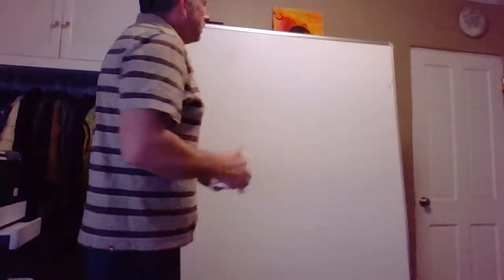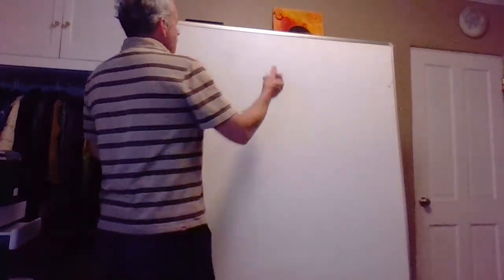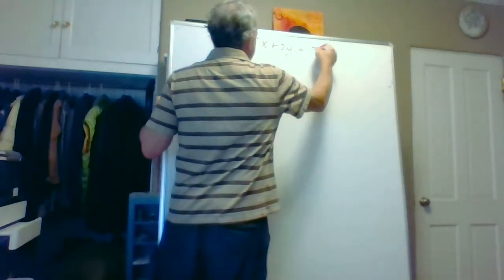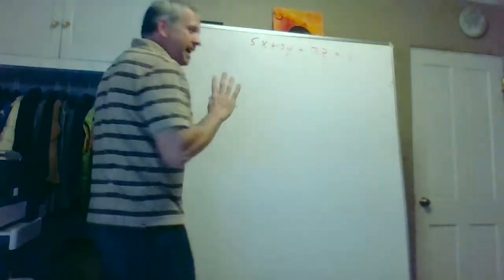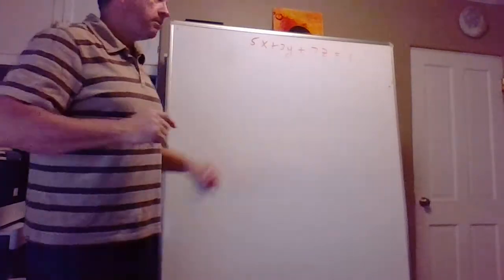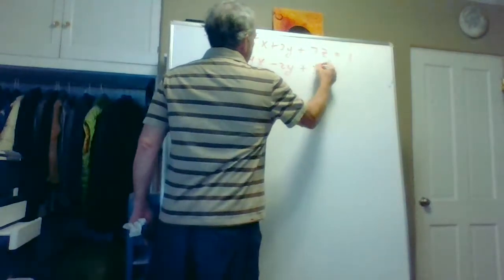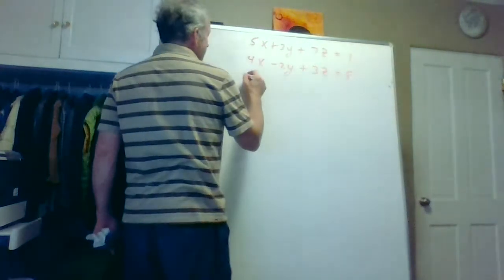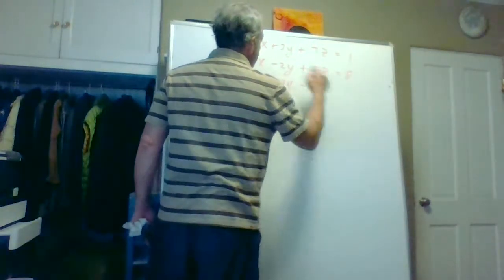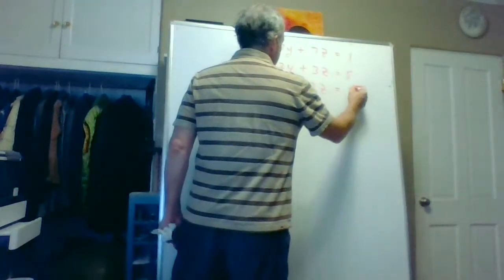Now, let's say we have a system of three equations with three unknowns. So we have 5x plus 3y plus 7z equals 1. Now, I'm not going to actually solve this right now, but I'm going to show you another way we could solve it. Let's say 4x minus 2y plus 3z equals 8, and negative 3x plus 4y minus 2z. I put those slashes on my z's because they tend to morph into 2's. Equals, let's say, 0.